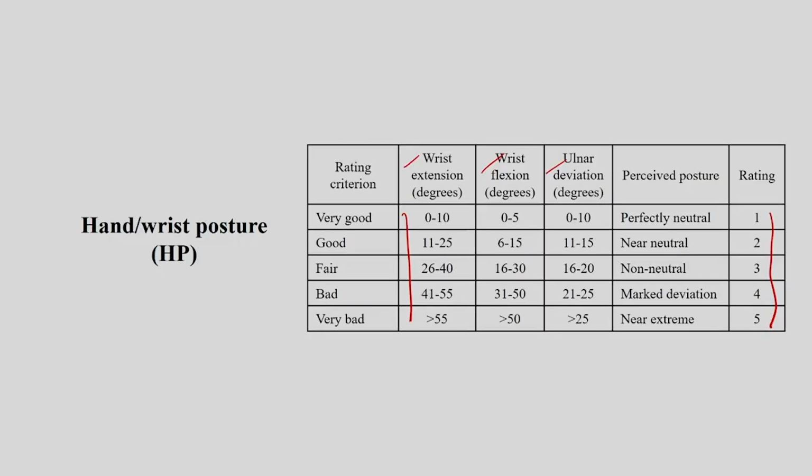Now, this way you can calculate. Here, maybe you can use the photographic method or a goniometer or any other method where you can measure the wrist posture. Also, you can use your perceived posture, how you are perceiving that posture. If you feel that it is perfectly neutral, then 1, near neutral 2, non-neutral 3, marked deviation 4, and if the deviation is near extreme, then it is 5. So, these are the ways you define your hand wrist posture for the job strain index. Okay. So, you almost covered 4 elements.